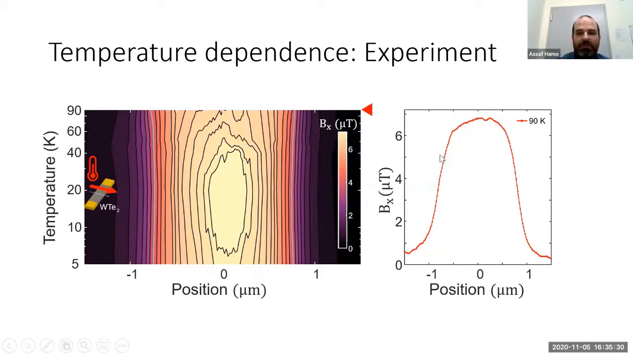So you can look at these cuts. Again, it's very similar to what I've shown before. Now we can go to a lower temperature, to 20 Kelvin. What you see is a very similar effect to what we saw before when we compared the current inside the tungsten telluride and the current inside the gold contact. It becomes higher in the center and avoids the edges on the sides.